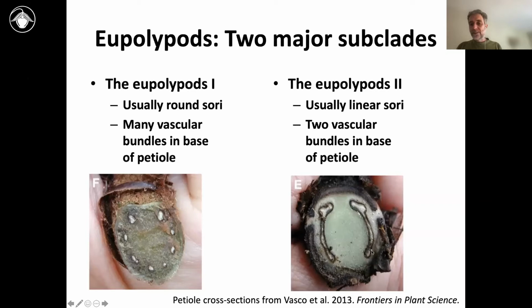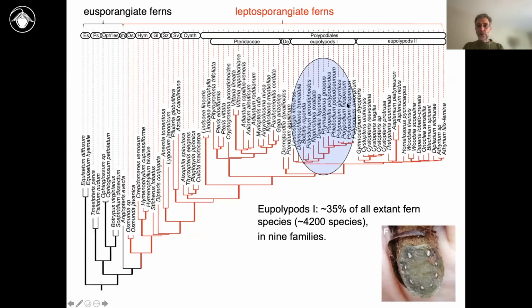In fact, you don't even need to snip. You can usually break it and pull, and the vascular bundles are stronger, so they'll stick out a little bit. You can count them with the naked eye. You don't need any specialized equipment for this. So Eupolypods 1, Eupolypods 2. We're going to talk in this module about Eupolypods 1, this subclade from this common ancestor and all of its descendants. It's a huge group again. Over a third of extant ferns are in this one clade.